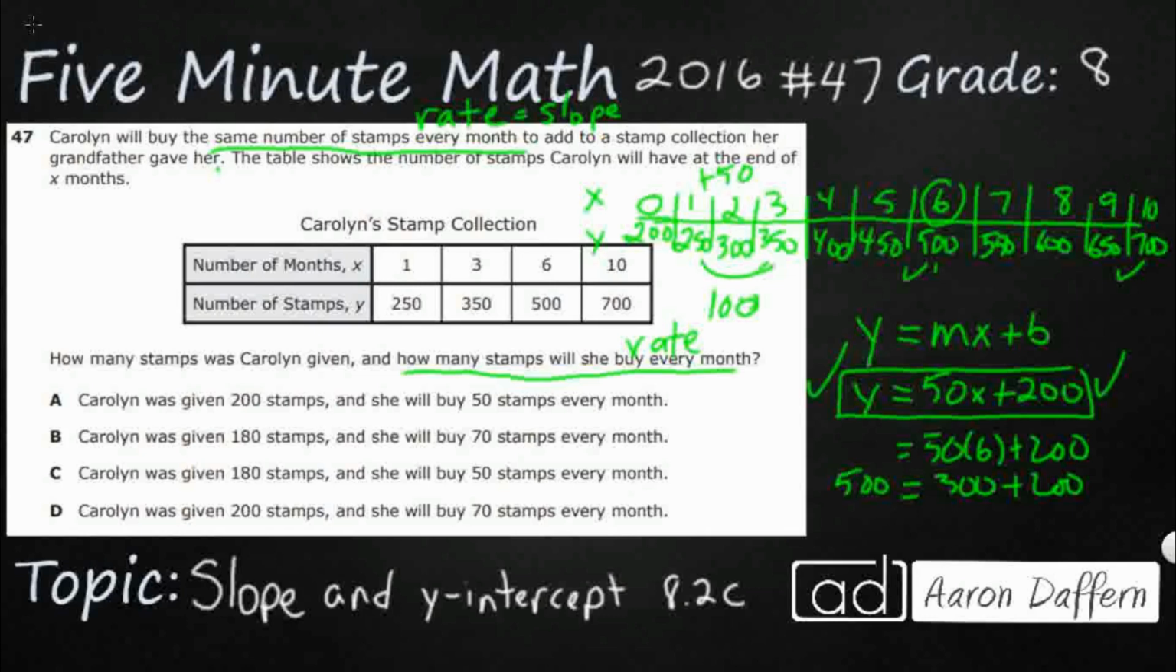Now, how does that translate into words? A, Carolyn was given 200 stamps. Yes, and she will buy 50 stamps a month. That's looking good. B, she was given 180. Nope, she was given 200. She's not going to buy. That's wrong. Carolyn was given 180. No, but she will buy 50. Yes, that works, but only half of it. And then she was given 200. No. Or actually, that's yes, but our no is right here on that 70. So even though we've got a partial here and a partial here, it only pulls it together here. Our answer is going to be A.